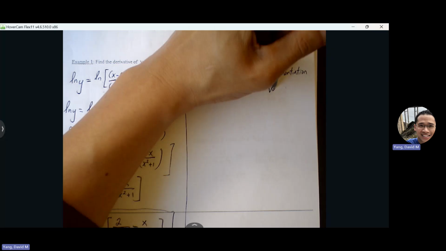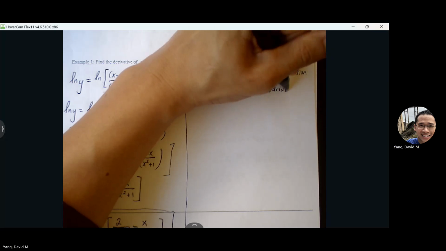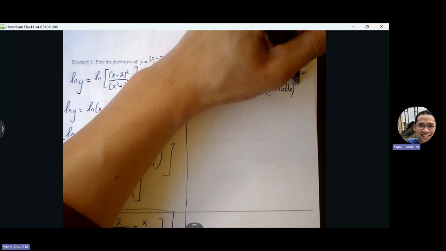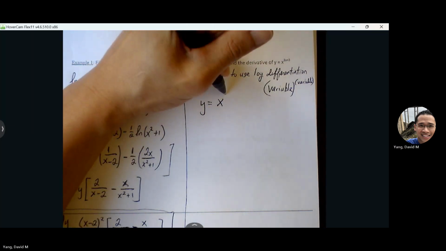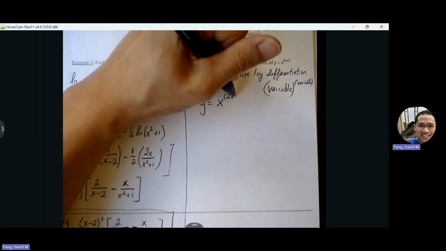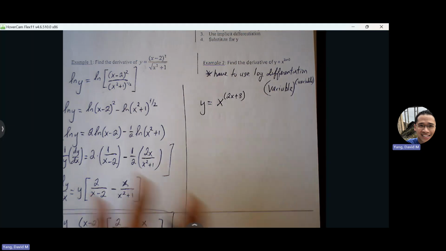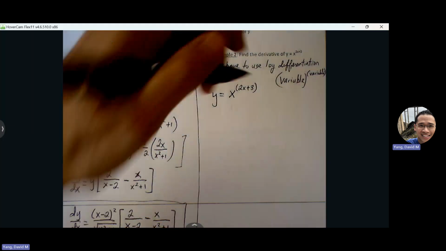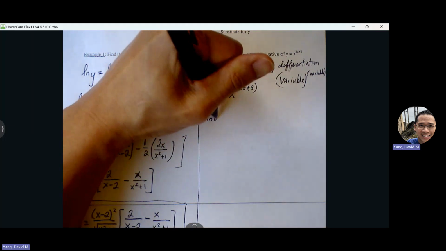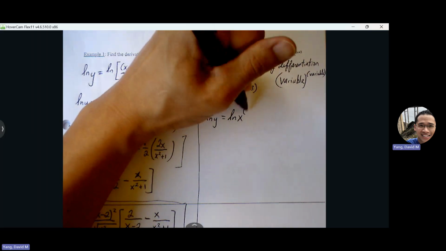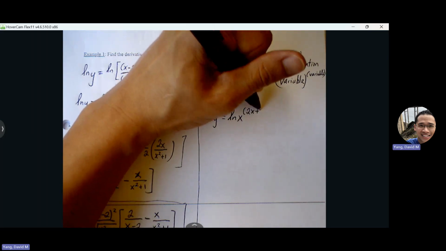Because this is a variable raised to a variable. So let's start off with our equation. I would protect that 2x plus 3 with a set of parentheses. And now we're going to take the natural log of both sides, which will allow for that exponent to move to a different spot to open up some options for us.